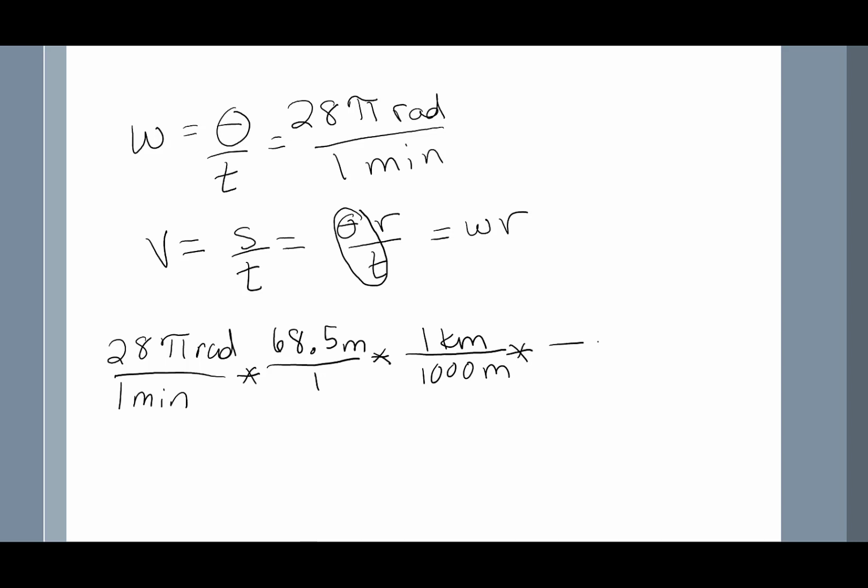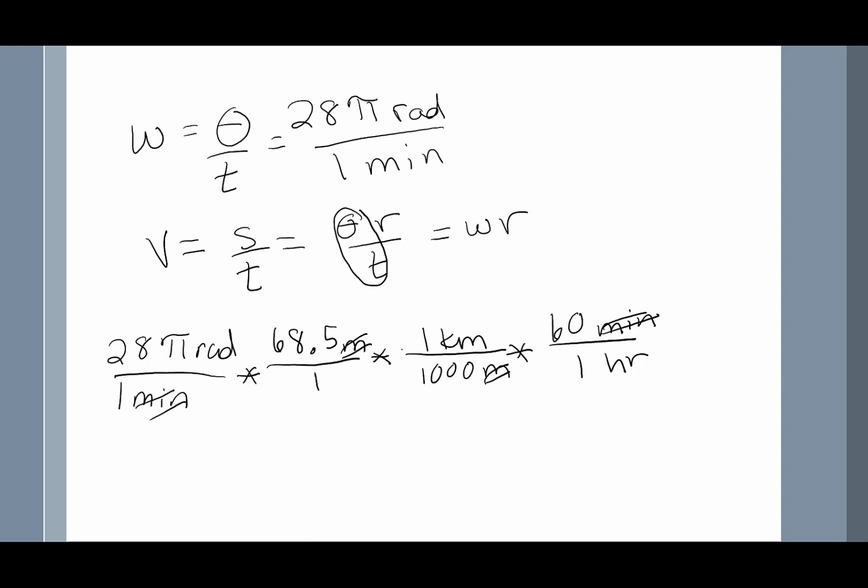And then so now you can see the meters cancel. I have kilometers. I need to get rid of the minutes. So remember we have 60 minutes in 1 hour. So when you're going through this and you're trying to cancel things out, make sure they end up where you want them to be. So the minutes cancels the minutes. I have the hours now.